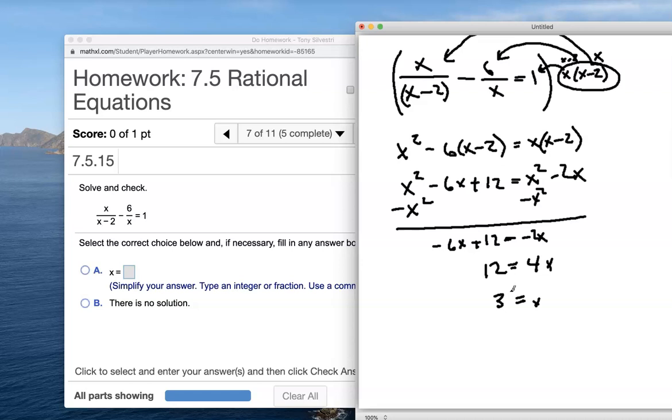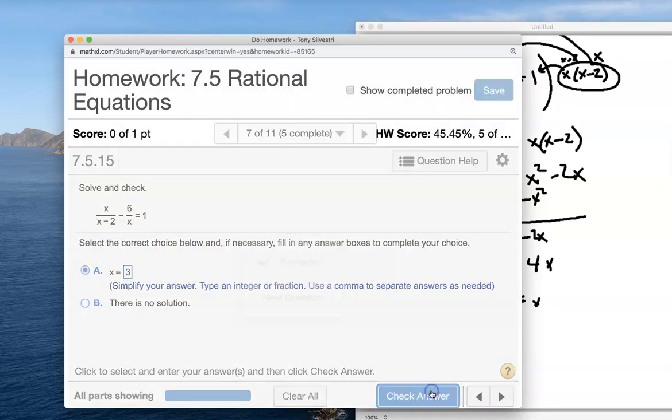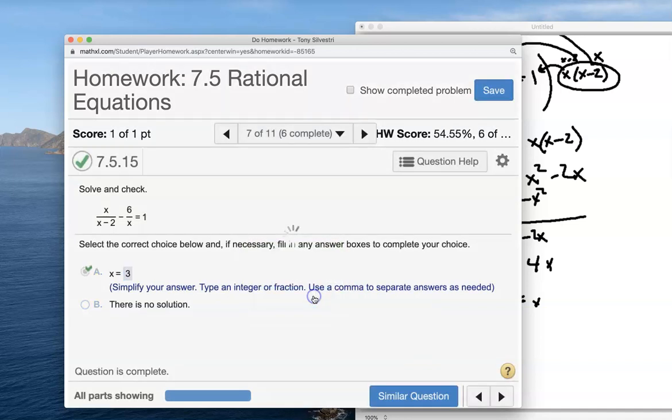It could be that that answer is wrong, but I don't think it is because it's okay for me to plug in 3. Okay? 3 minus 2 does not give me a 0 on the bottom. 6 divided by 3 is not a divide by 0. So I'm going to go for it and say, well, the answer is 3. Check your answer. There you go. Fantastic. That was great.